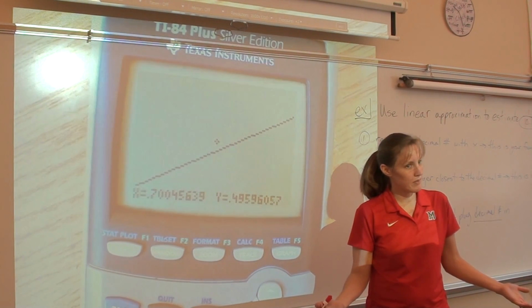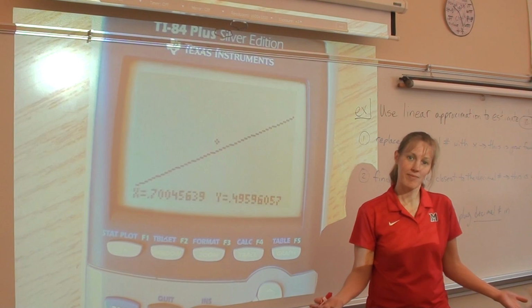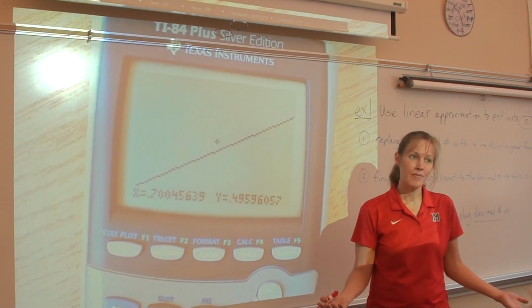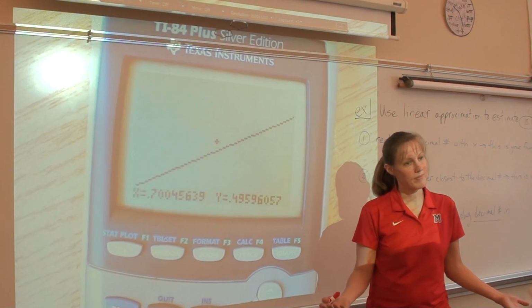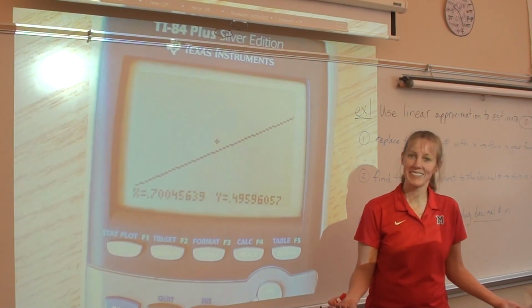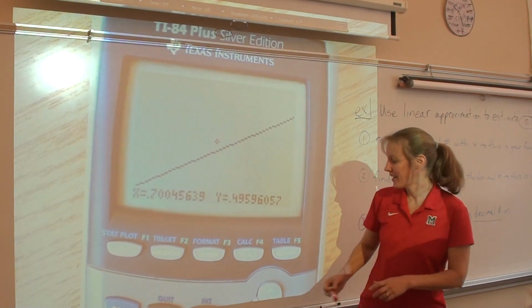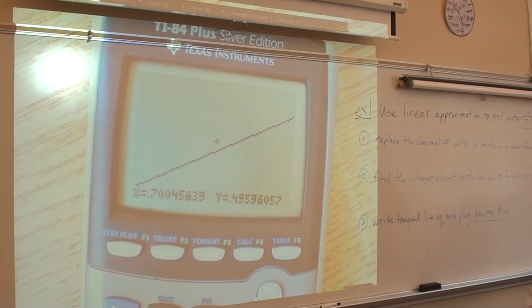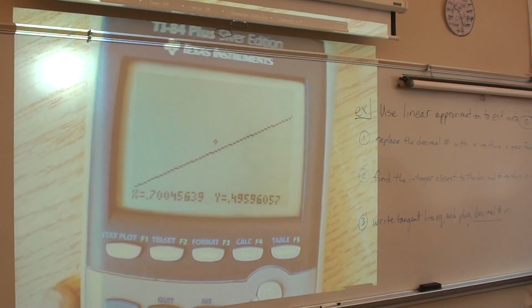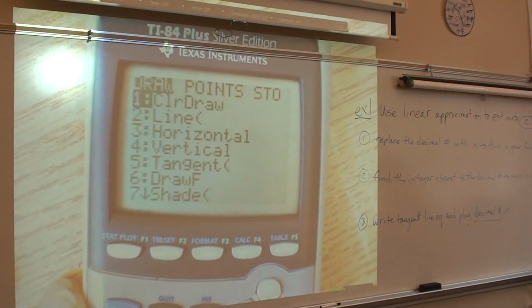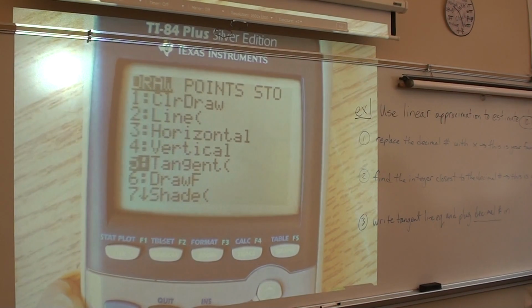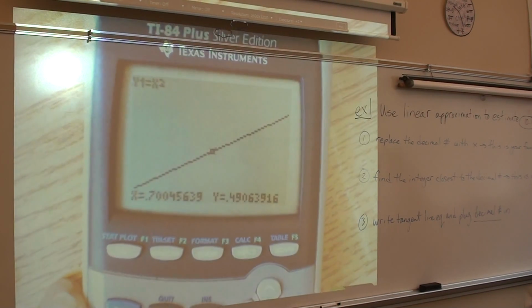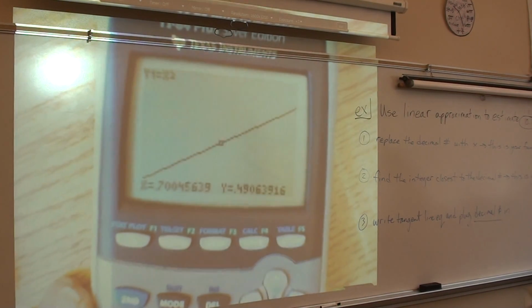The same as the derivative. Y equals x squared. The linear approximation of that point. I'm going to go to my draw menu and draw a line tangent to this function at point 7.